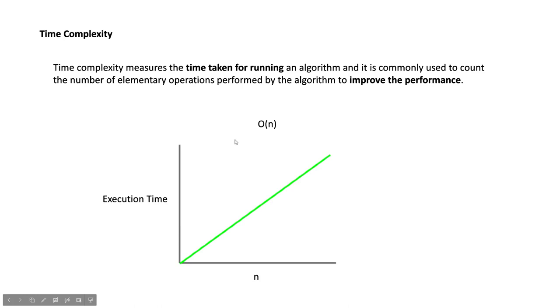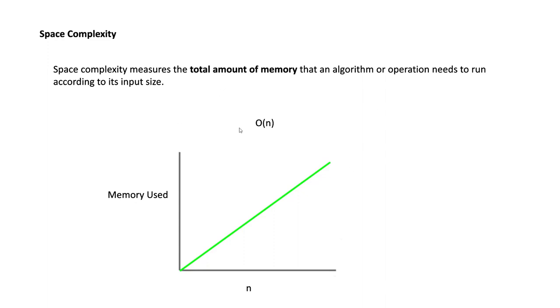Okay, so time complexity is O of n. As we increase the binary tree and all the nodes, it's going to increase the execution time through that while loop. And then space complexity is the same thing. As we increase the binary tree, we're going to need more space for that.